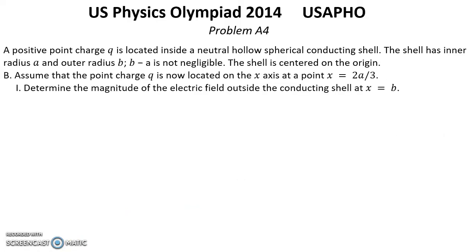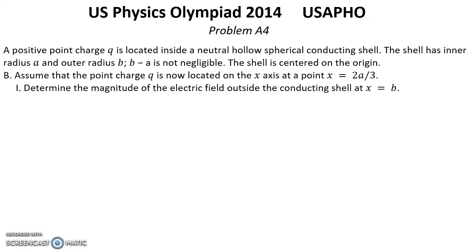Part B. Assume that the point charge Q is now located on the x-axis at point x equal to 2a over 3. Question 1. Determine the magnitude of the electric field outside the conducting shell at x equal b.